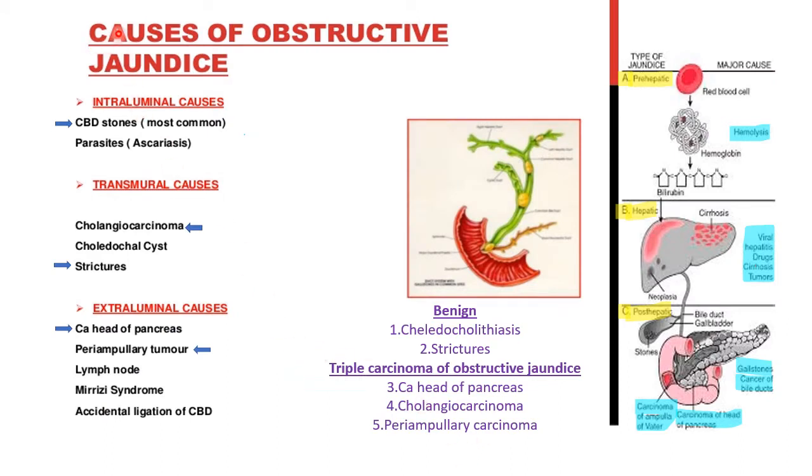Okay, this is the simplified slide to show you the cause of obstructive jaundice. It can be intraluminal, and among them the most common is common bile duct stones. Nearly 80% of cases are due to common bile duct stones, known as choledocholithiasis. Among the transmural causes, cholangiocarcinoma and strictures are the important causes. And extramural, or from pressure from outside, is due to carcinoma of the head of the pancreas and periampullary tumors.